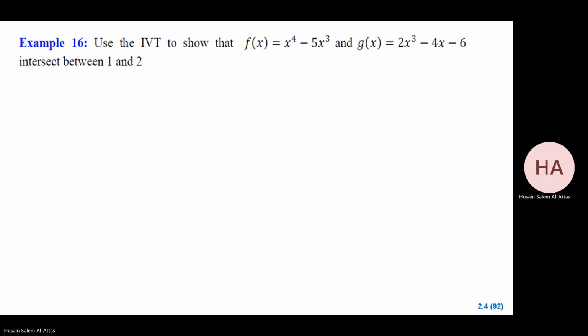Okay. Also, I can use it to check if two functions intersect or not. Because what's the meaning of intersection? It means f of x equals g of x. Means x to the power 4.